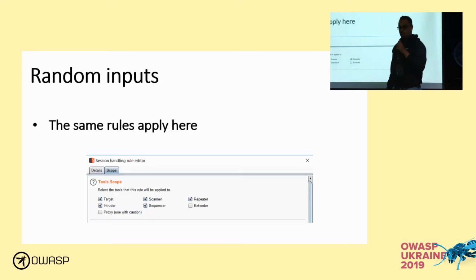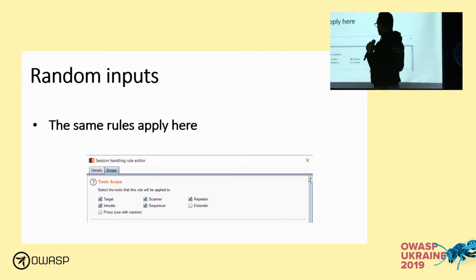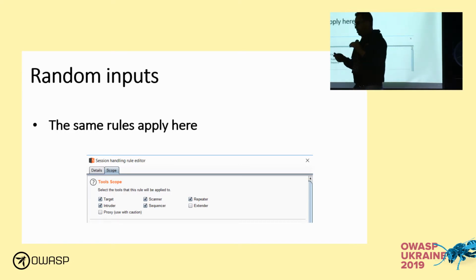So the same rules apply here. If you don't set the proper scope, it's not going to work. So you have to understand a little bit where you want these random inputs to be. Okay.